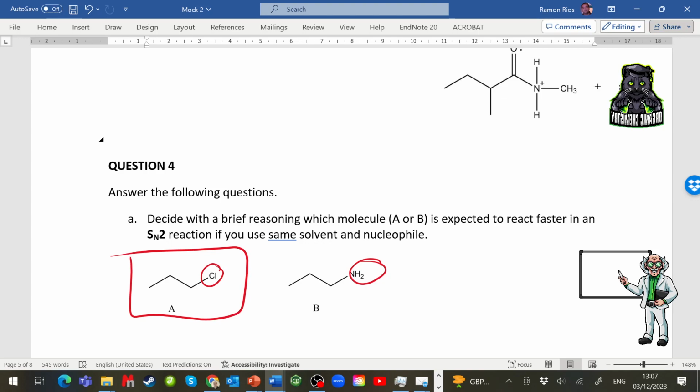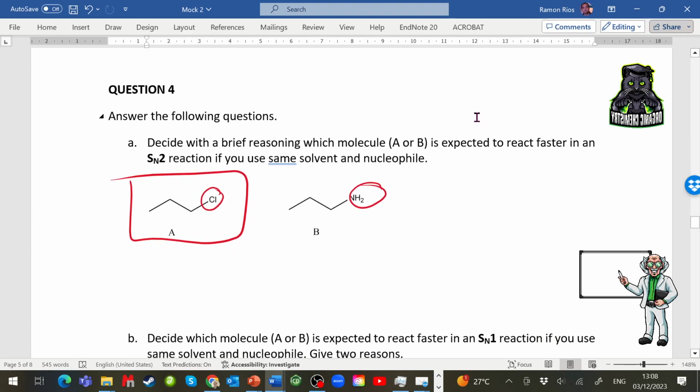We can justify it in a lot of ways. First of all, chlorine is more electronegative than nitrogen. Second, the overlap between carbon and chlorine will be worse than between carbon and nitrogen because they are in different periods. That means the chlorine is by far bigger than the carbon.